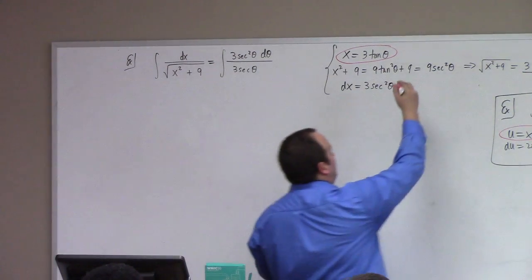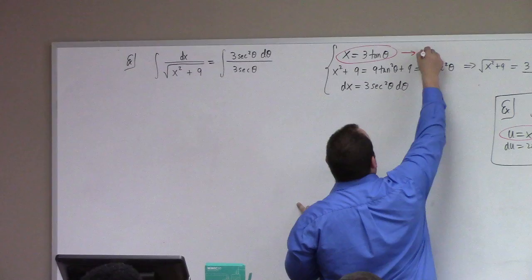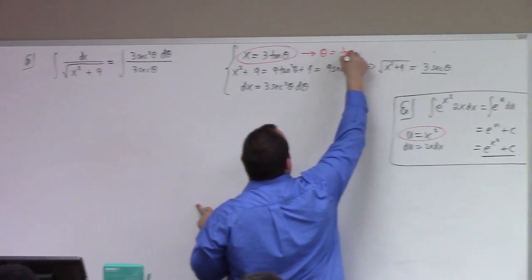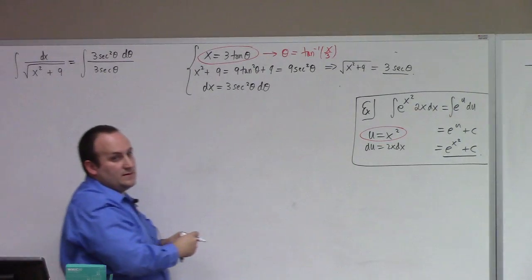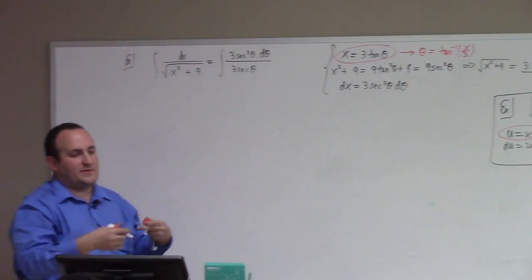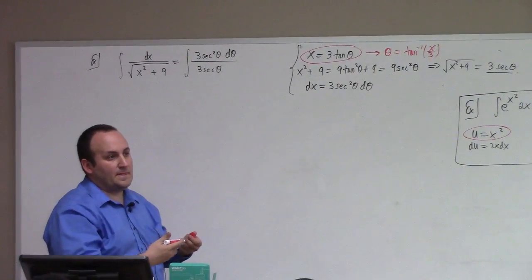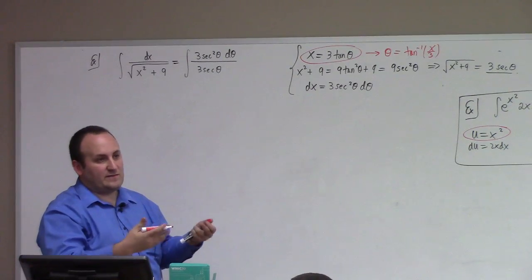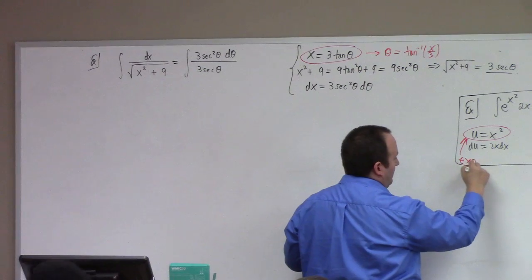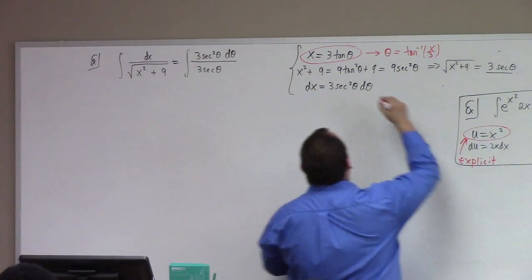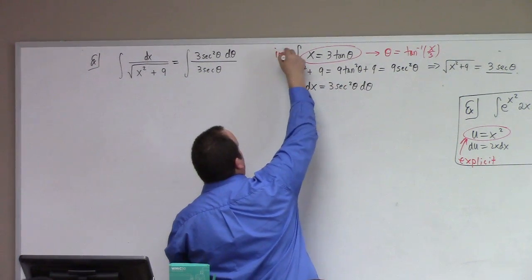So if we were to write this in the same way we write u substitution, we'd say something like theta is equal to inverse tangent of x over 3. But we don't write that because that's useless. This is an example of what's called an implicit substitution. You're defining the substitution by an equation rather than explicitly. So this is explicit versus this implicit.